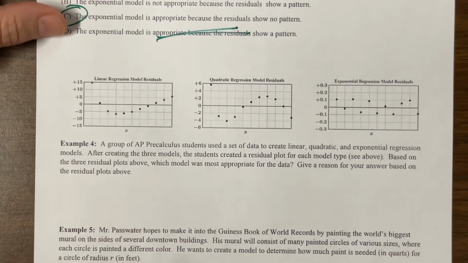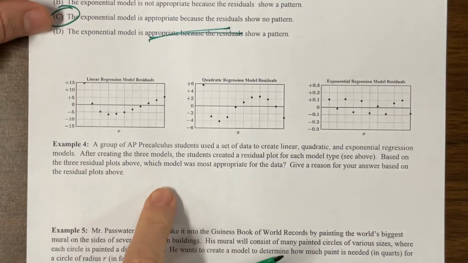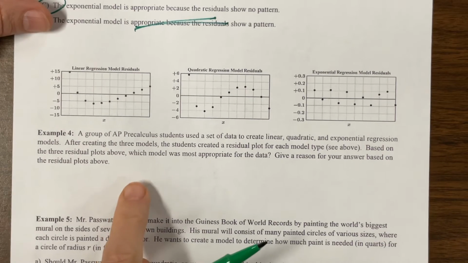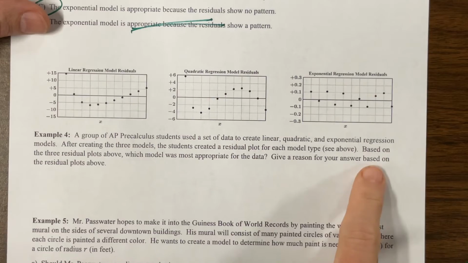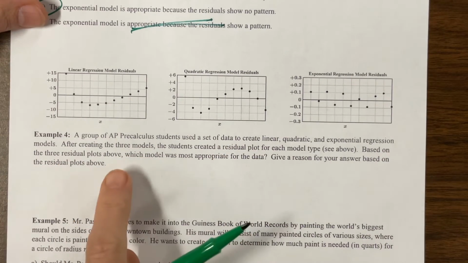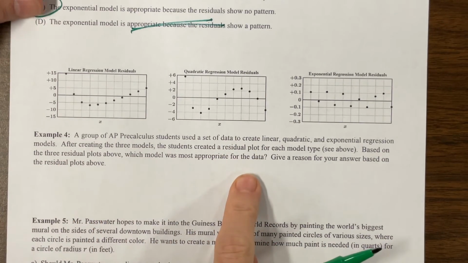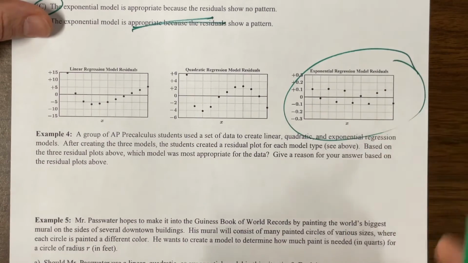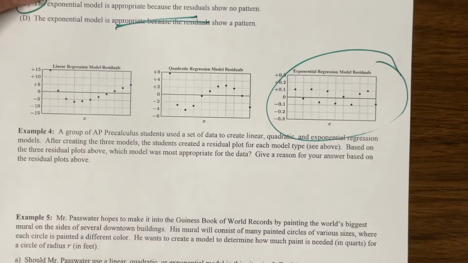Okay, a group of AP Precalculus students use a set of data to create linear, quadratic, and exponential regression. After creating the three models, the students created a residual plot for each type. Based on the three residual plots above, which model was most appropriate? I see a pattern, I see a pattern, I don't see a pattern. So I would say that one. Give a reason: there's no pattern.